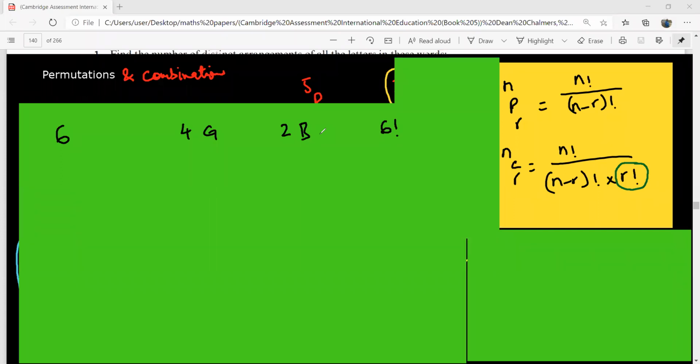4 factorial into 2 factorial. Okay, hold on.